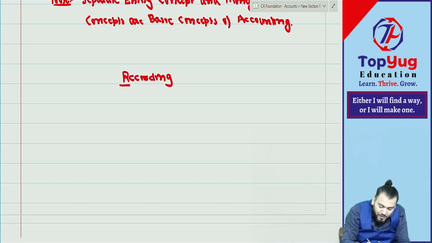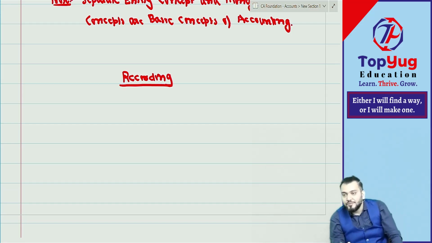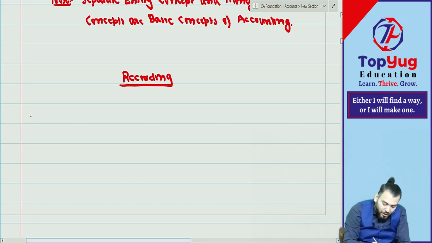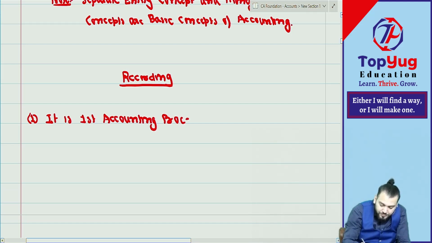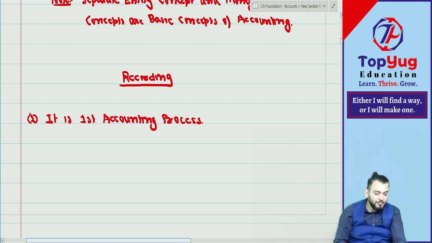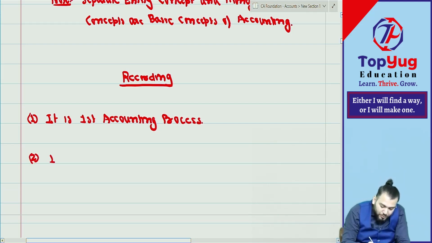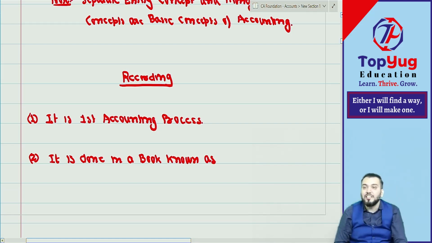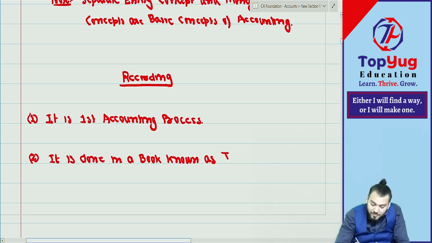Recording means what? Can I say it is the first accounting process? The first accounting process. Recording is the first accounting process. Right. Can I say it is done in a book known as what? The book name is journal. The name of the book is journal.